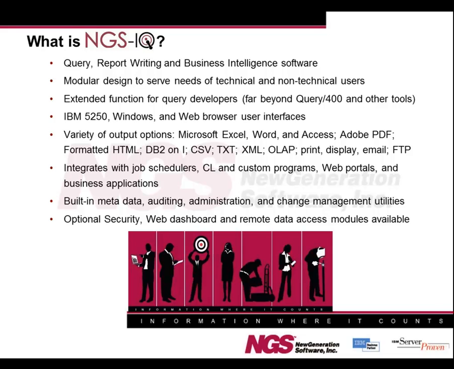The key thing to understand about NGS-IQ is if you've come from a background of using Query 400 or other simple query tools, NGS-IQ offers multiple user interfaces: web, Windows, and green screen, or 5250 as you may know it. A lot of additional capabilities are not standard in Query 400: conditional new fields, calculations at the summary level, extensive formatting, email, FTP, a variety of output options, of course all the Microsoft Office application formats, as well as many, many others. We can generate web pages. We can do a great many things that Query 400 is not designed to do.